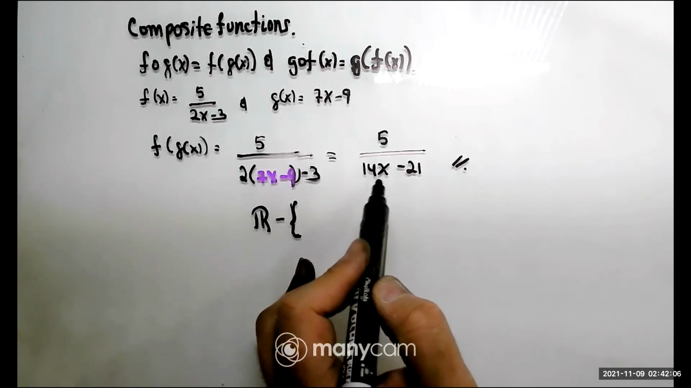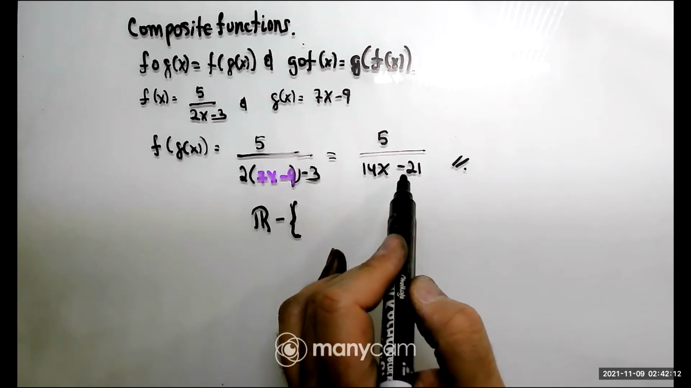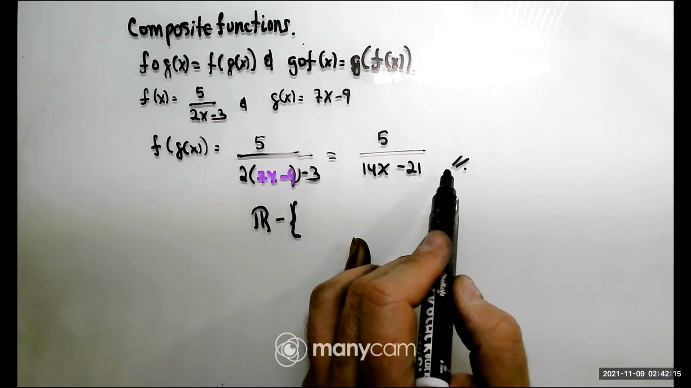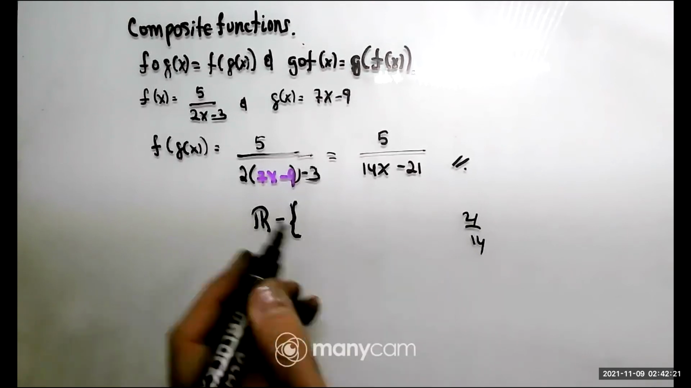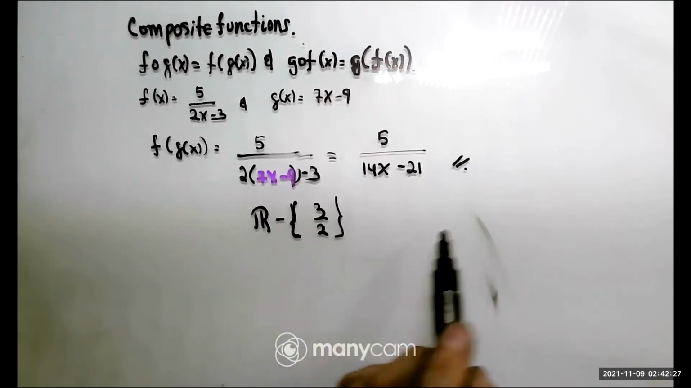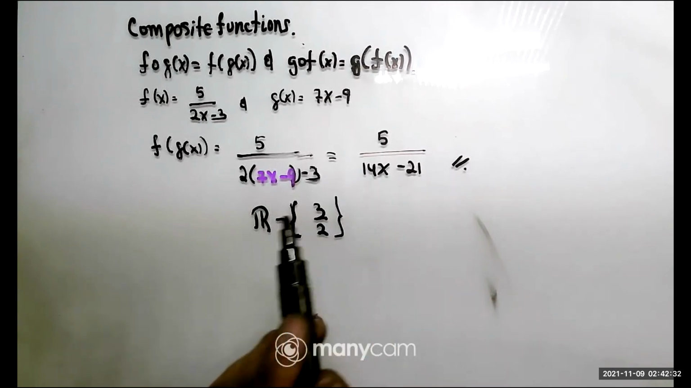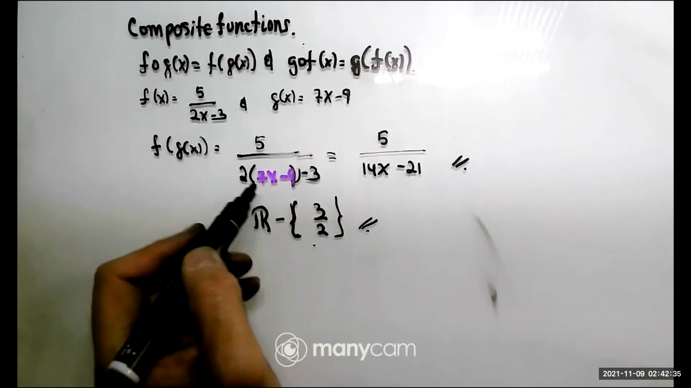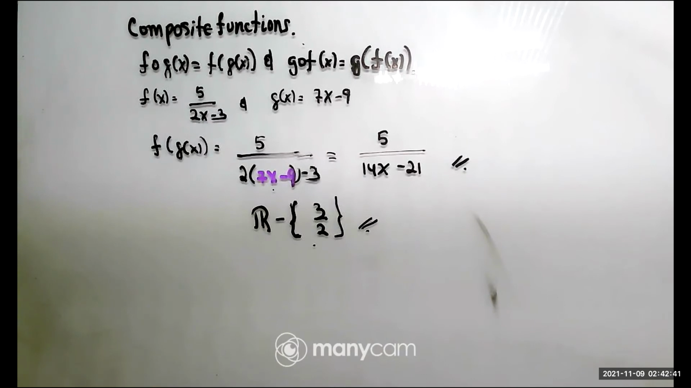However, the final answer has one restriction. Notice that I cannot input, if this is equal to 0, 21 over 14, which of course divided by 7, that will be 3/2. The x cannot be 3/2. When this is equal to 0, we add 21. 21 divided by 14 is 3/2. And we are done. Only one restriction, because my inside function does not impose any restriction to the domain. Okay, I'll leave it up to you to find the g of f.